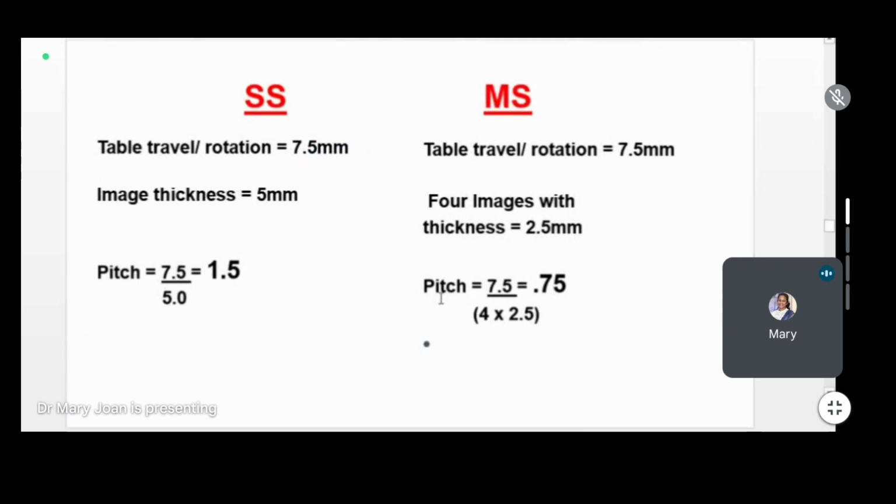So here are some examples. Table travel per rotation is 7.5 mm and image thickness is 5 mm. So the pitch will be 1.5. And for multi-detector scanning, the table travel per rotation is 7.5 mm and 4 images with thickness 2.5 mm. So pitch is 7.5 divided by 4 into 2.5. So that is 0.75. So that is the advantage of multi-detector.